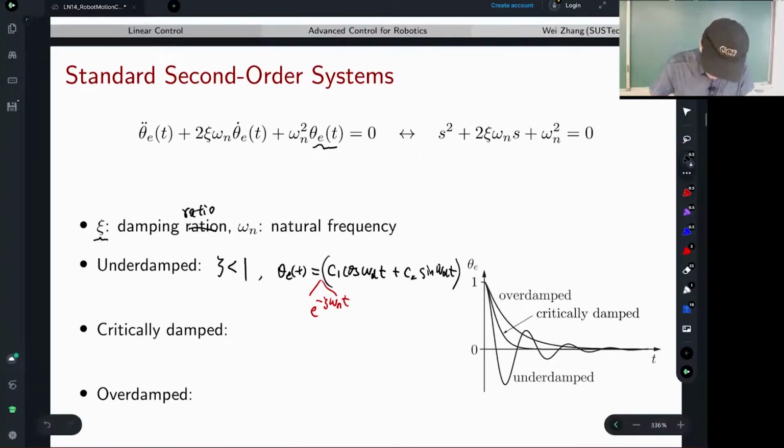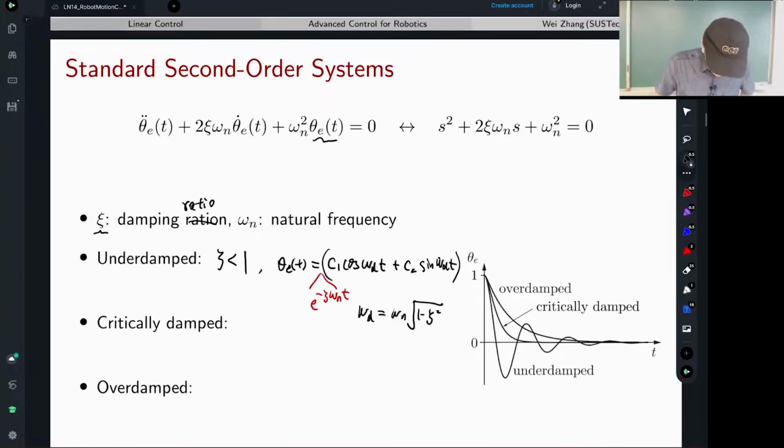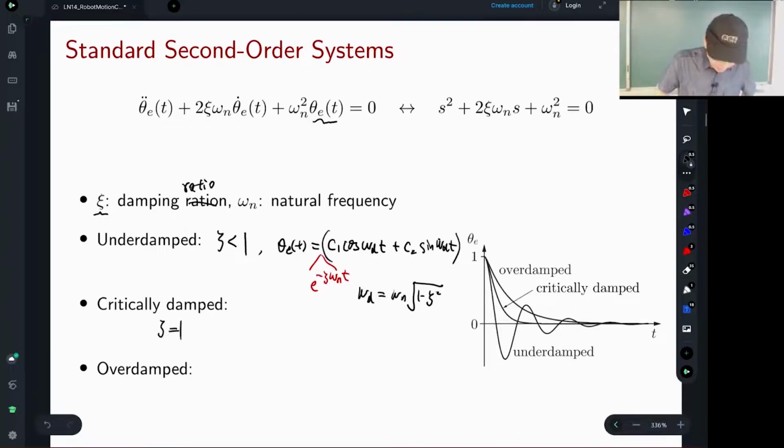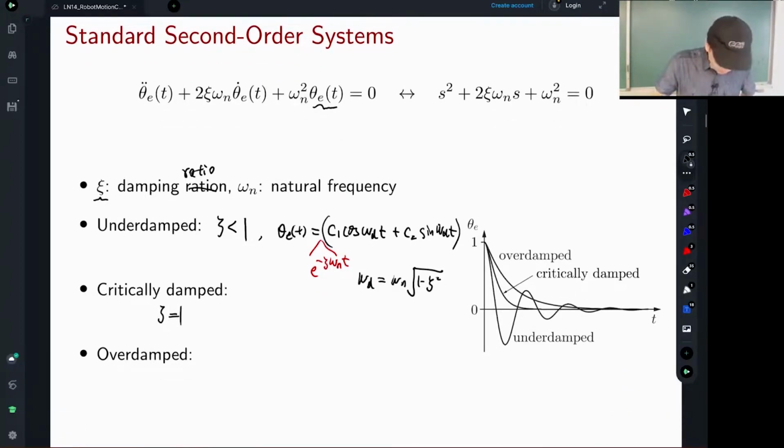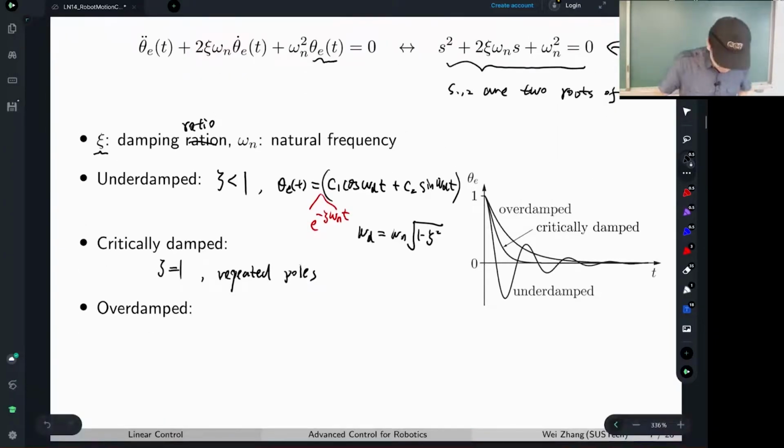Okay, that's a solution where omega d should be omega n times square root of 1 minus zeta squared. Because zeta is less than 1, this can be computed this way. When zeta equals 1, it is critically damped, and we will have a repeated pole. What I mean by pole is the solution, the roots of this equation or characteristic polynomial. S1, 2 are the two roots.